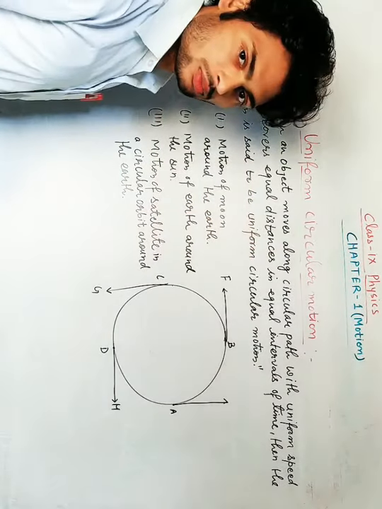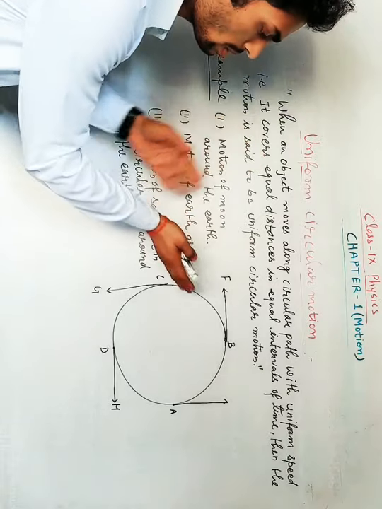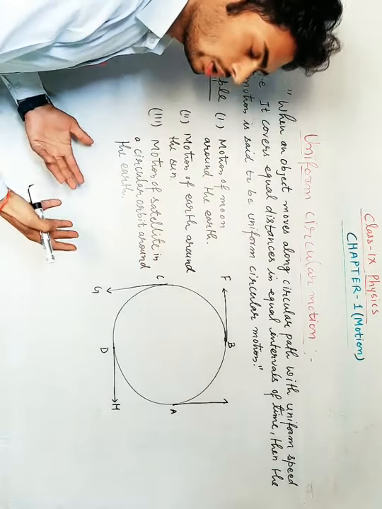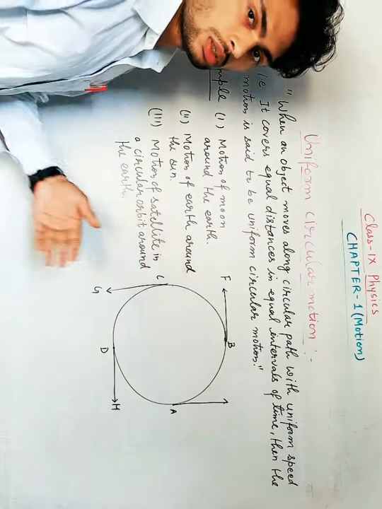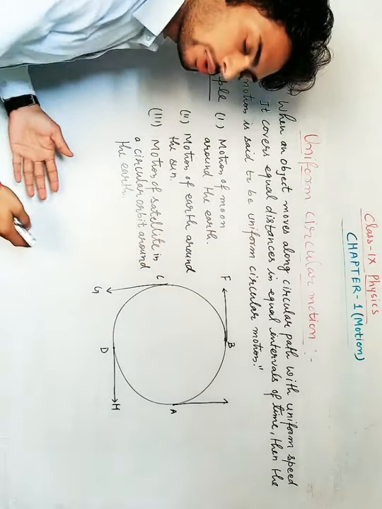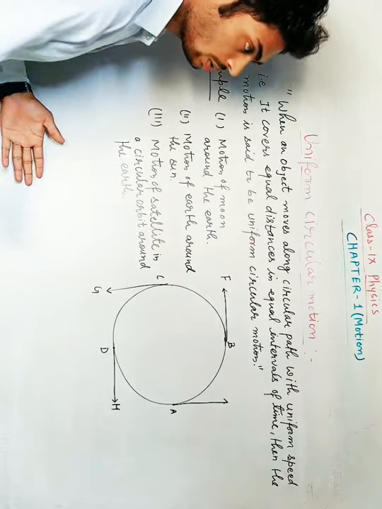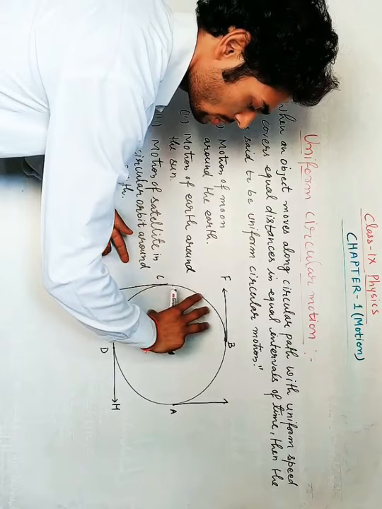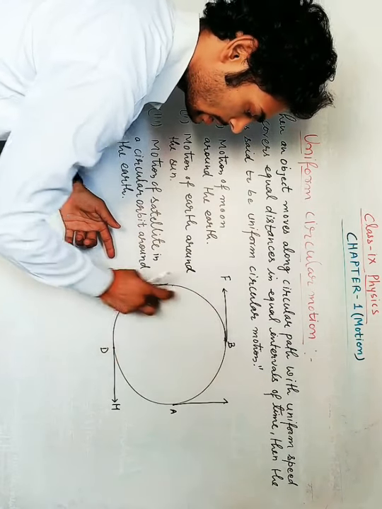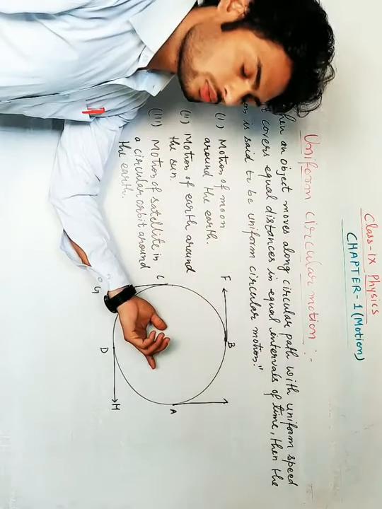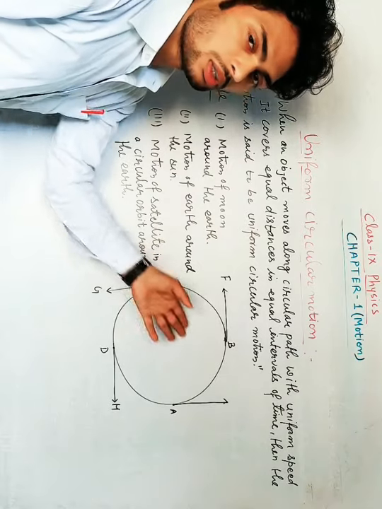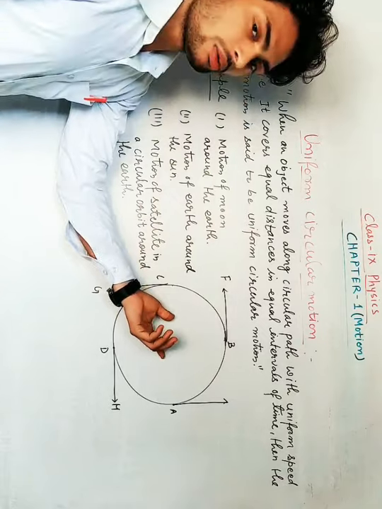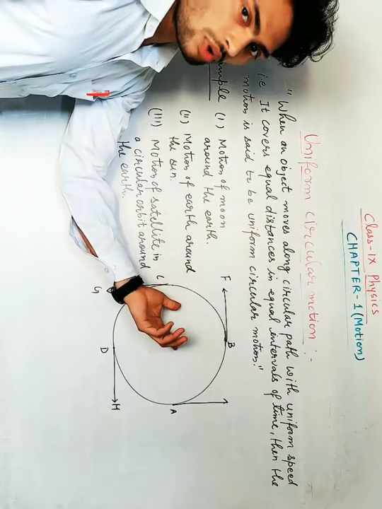Uniform circular motion. Let us discuss what uniform circular motion is. All of us know what uniform motion is: if any object travels the same distance in the same interval of time, it is called uniform motion. But in uniform circular motion, the object travels the same distance in the same interval of time in a circular path. This type of motion is called uniform circular motion.